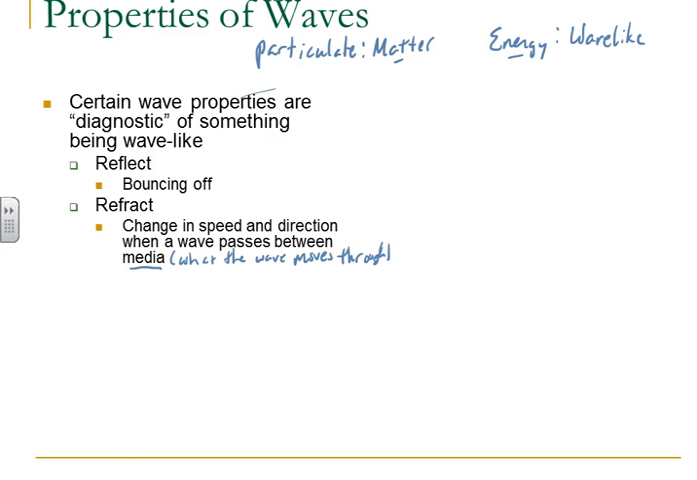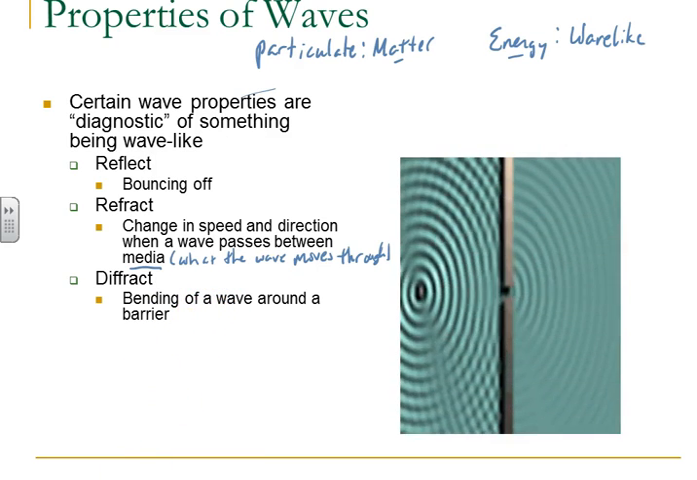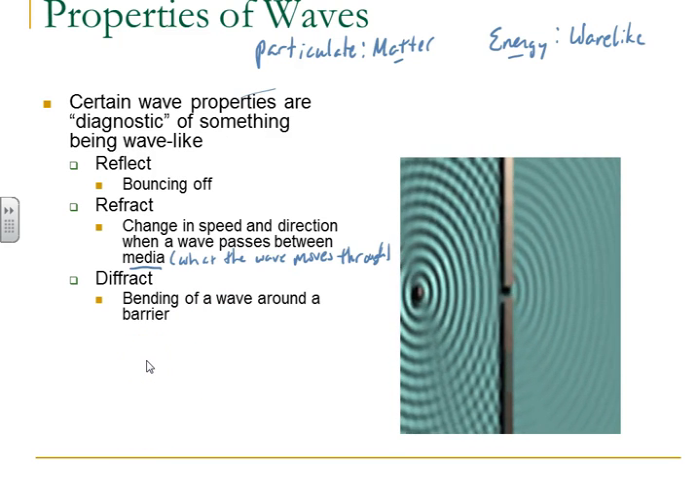And then third is something called diffraction. And diffraction means bending of a wave around a barrier. And here's an example of diffraction.